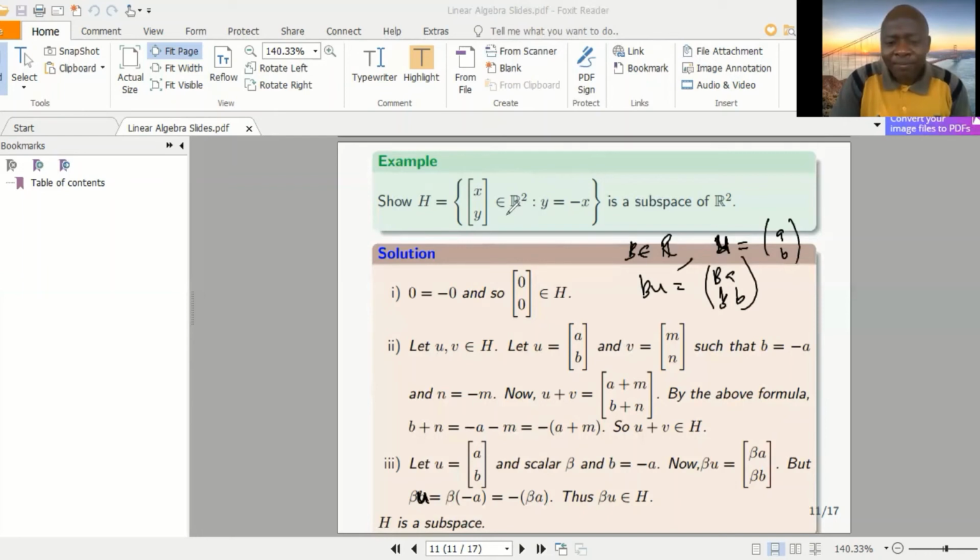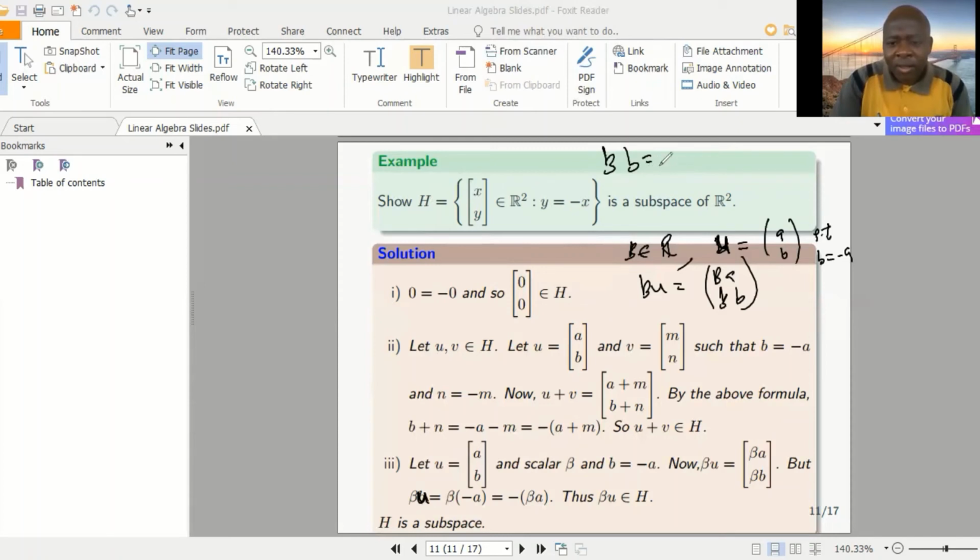I show that it belongs to H by showing that the second element equals the first element times negative. That's what I want to show. And look at this: B is negative N. For this to be a vector in H, B must be equal to negative N. Now, can I show that beta times B is negative times beta times N?